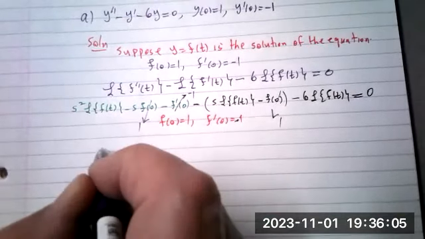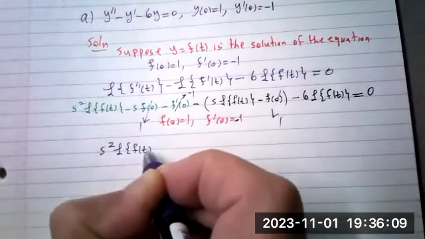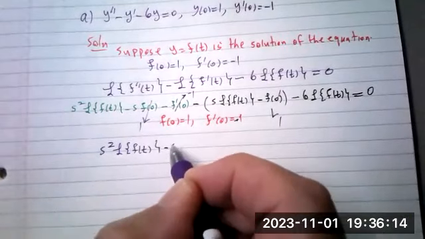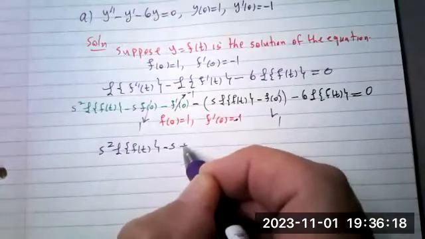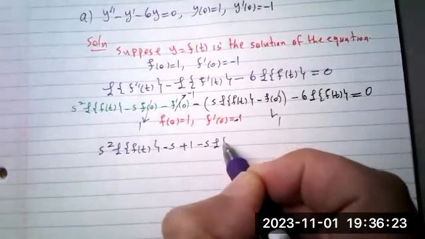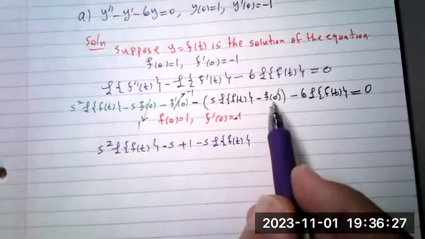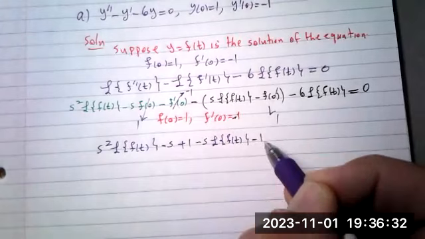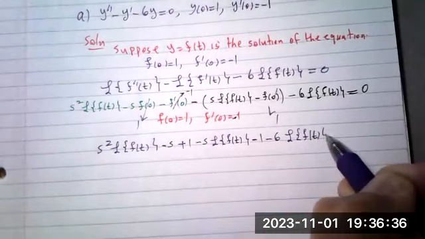Okay, the first one would be s squared Laplace of f of t. This would be f of 0 is 1 minus s. This is negative 1, negative would be positive, plus 1. Minus s Laplace of f of t. Okay, this is f of 0 is 1. There is a negative here, minus 1. Minus 6 Laplace of f of t equal to 0.